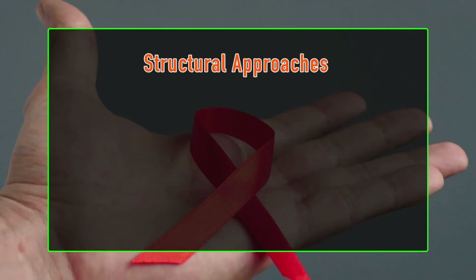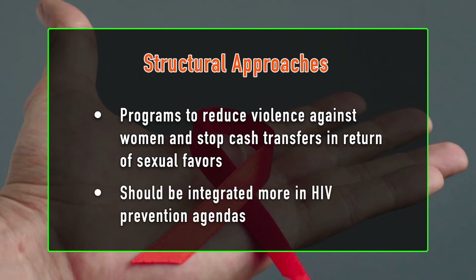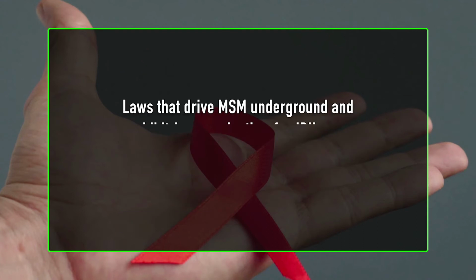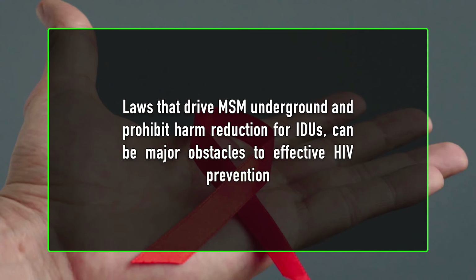So structural approaches such as programs to reduce violence against women and stop cash transfers in return for sexual favors should be integrated more in HIV prevention agendas. In addition, laws that drive MSM underground and prohibit harm reduction for IDUs can be major obstacles to effective HIV prevention. That such laws can be reversed was illustrated by India, which decriminalized same-sex relations in 2009.